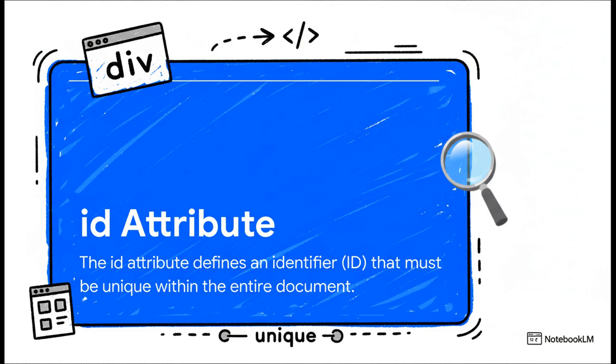Our first label is the ID attribute. Think of this like a unique serial number for an element. And just like a serial number, any single ID value can only be used once on a page. That makes it the perfect tool when you need to pinpoint one and only one specific item.